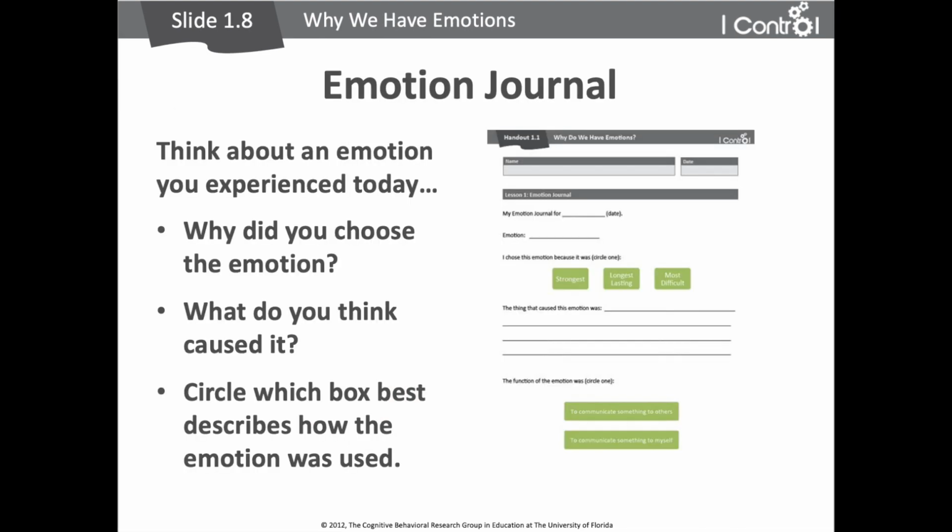Handout 1.1 is an emotion journal. Think about the emotions you've experienced today. Think about the strongest emotion, the one that lasted the longest, or was the most difficult for you to deal with. Why do you think you felt that way? Describe the situation, then circle the phrase that best describes the emotion's function. Communicate to others or communicate to yourself. Pause the video while you complete the emotion journal on Handout 1.1. When you're done, press play.